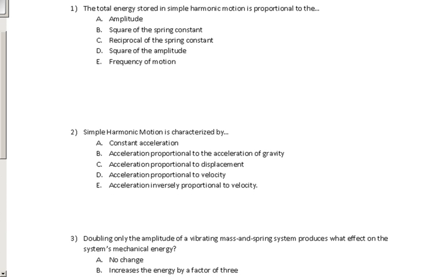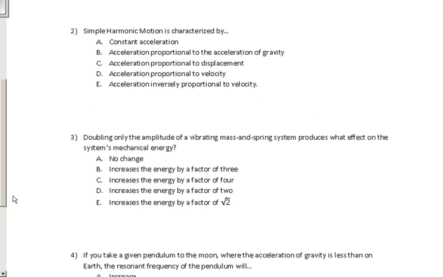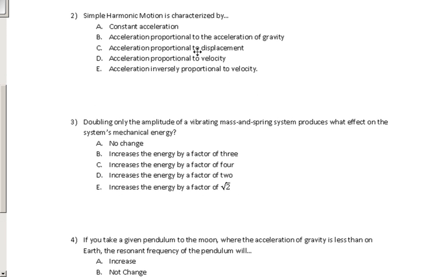First, the total energy stored in simple harmonic motion is proportional to the what? Well, for a spring, our total energy expression is given by 1/2 Ka squared. Slightly different for a pendulum, but we can see right here what our answer should be, right? We have amplitude squared, which gives us the square of the amplitude. Okay, it's pretty straightforward.